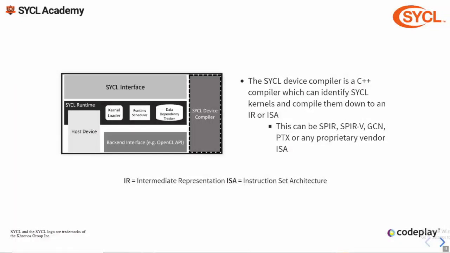Finally, we have the device compiler. The SYCL device compiler is a standard C++ compiler which can parse and compile SYCL kernel functions and integrate with the SYCL runtime. The SYCL device compiler will output kernels in some binary format that can be consumed by a backend. This is often a standard IR such as SPIR or SPIR-V, but can also be a proprietary IR like PTX or an ISA for a particular architecture.